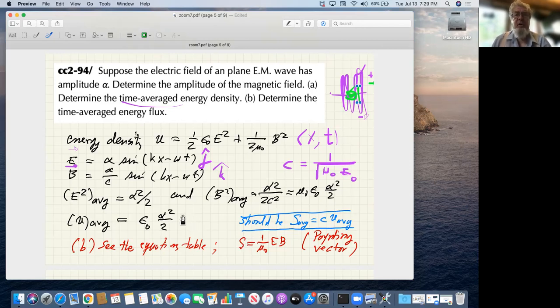So that's the answer to A. The answer to B is the average of this, which will be 1 over mu 0 E max times B max times 1/2 from averaging the sine squared. So that's a property of electromagnetic waves. They carry energy in the electric field and an equal amount of energy in the magnetic field.